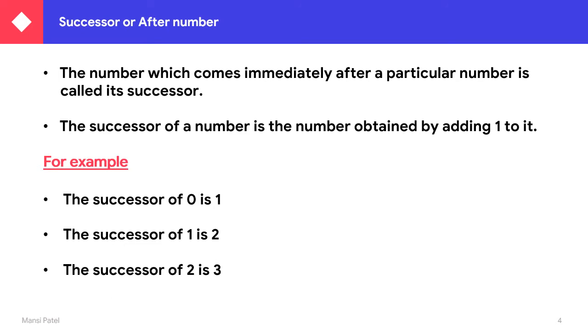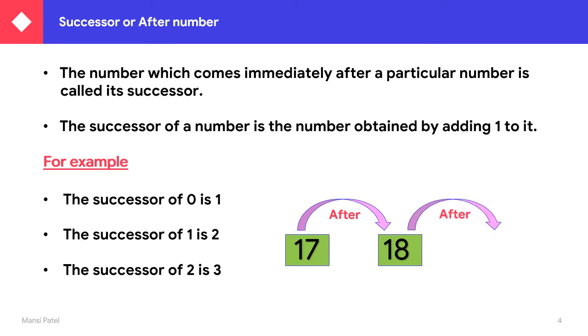Again, the successor of 2 is 3. How it comes 3? We have to just add 1 in 2. See here, your number 17 is there. Okay. Now what is the successor of 17? Successor means after number. So 17 plus 1, we get answer 18. Now what is the successor of 18? What is the after number of 18? It is a 19.